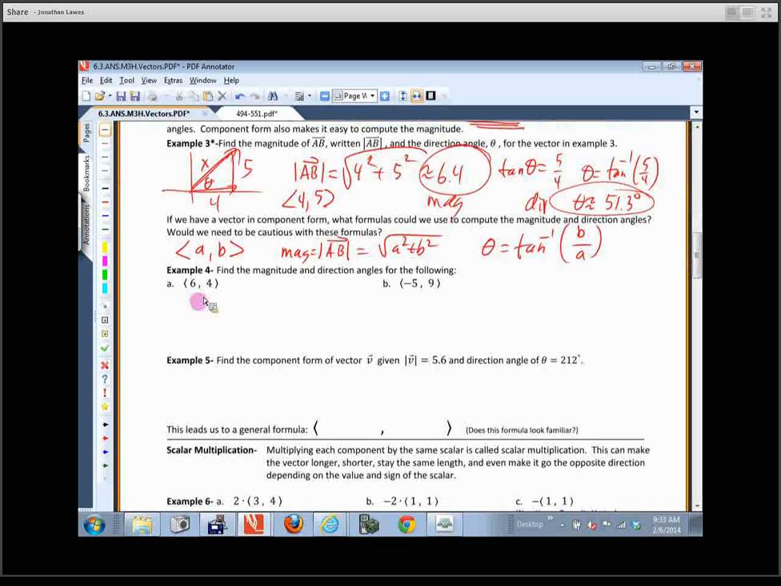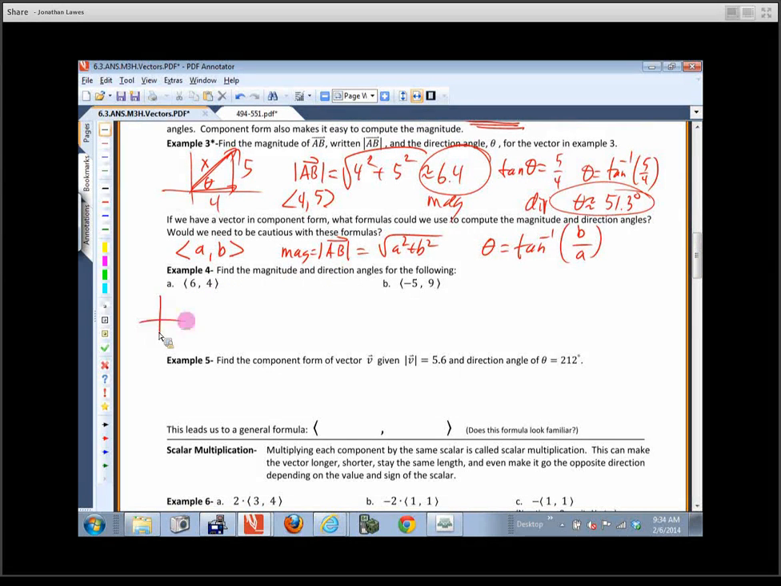Let's do this problem right here. So this is 6, 4, and we want to find the magnitude and the direction. So we can get an idea of what this looks like. 6 and 4. That's 6, that's 4. I can find the magnitude. It's going to be the square root of, according to our formula, we square the horizontal, square the vertical, take the square root. So that's the square root of 36 plus 16, so square root of 52, roughly 7.21. That is roughly what the magnitude is.